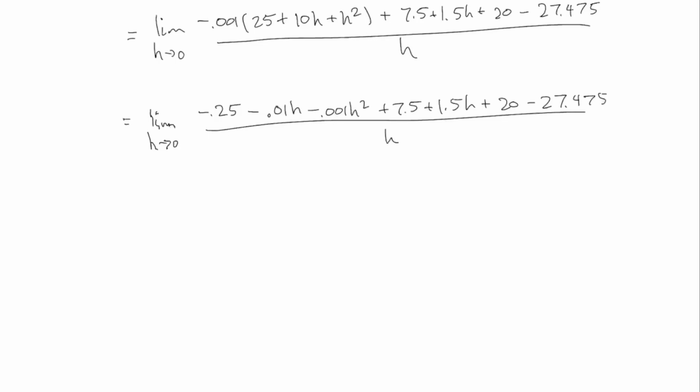Combine the constants. What do we have for constants? Minus 0.25 plus 7.5 plus 20 minus 27. So 7.5 plus 20 is 27.5. And then I subtract that.